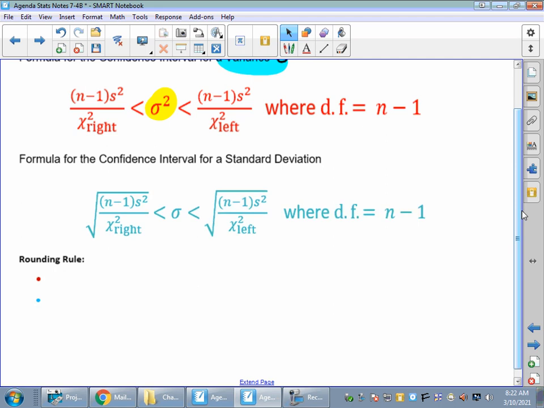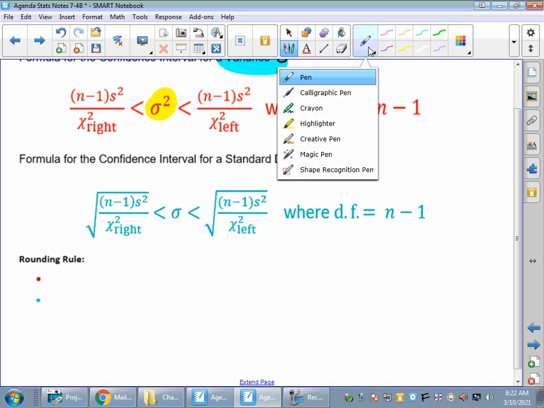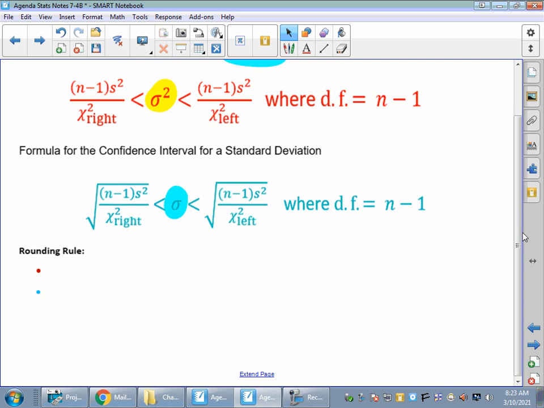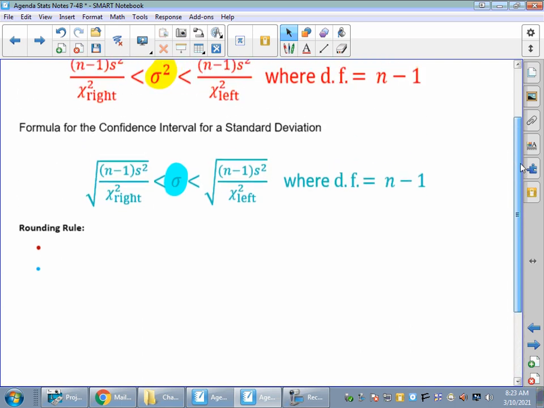So then obviously we know that if sigma squared is that formula, in order to get to our standard deviation, we square root. So it's the same formula, just underneath the radical on each side. So we know that our population variance is somewhere between those values. Our population standard deviation is somewhere between those square rooted values. Degree of freedom, or n minus 1, whatever you want to put in there for your formula.